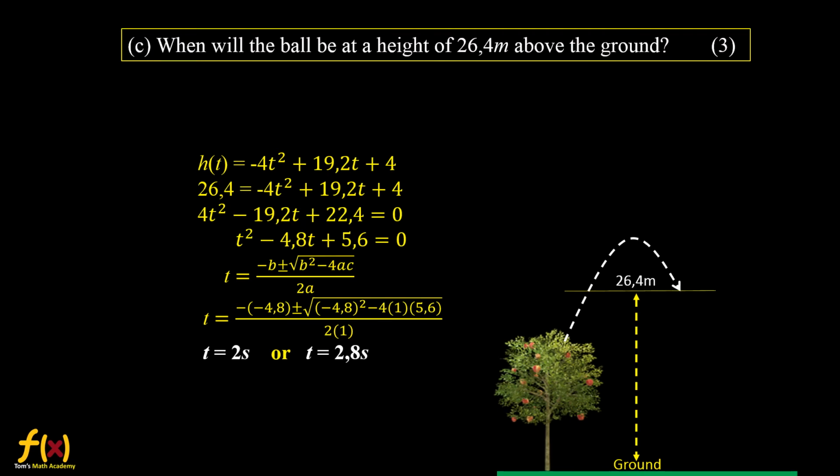Look at that. After 2 seconds, the ball reaches the height 26,4. Then it moves up, going to the maximum and coming back. Look at that. Again, at 2,8 seconds, after 2,8 seconds, it is still at the height of 26,4 meters. So that is why we get two answers for t.